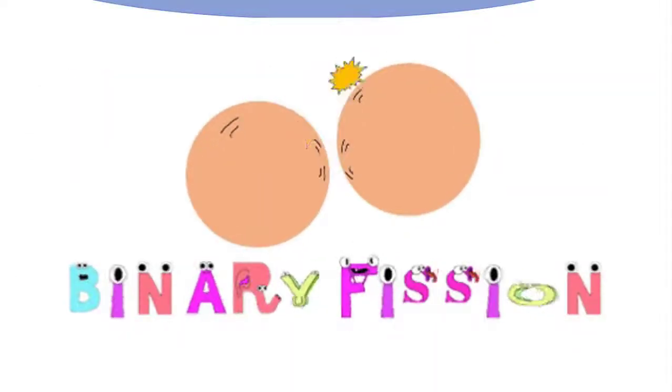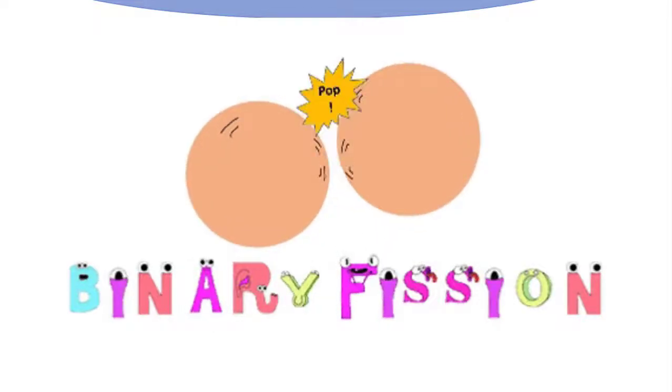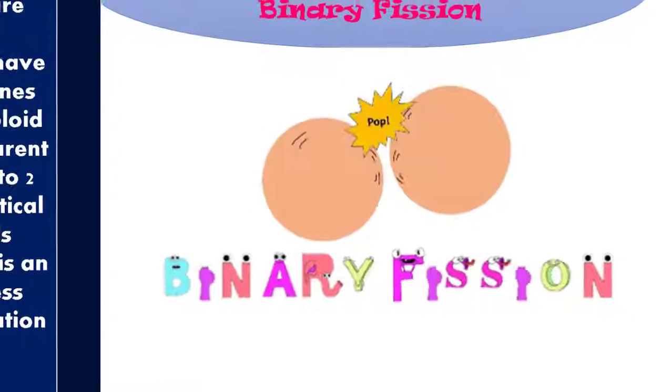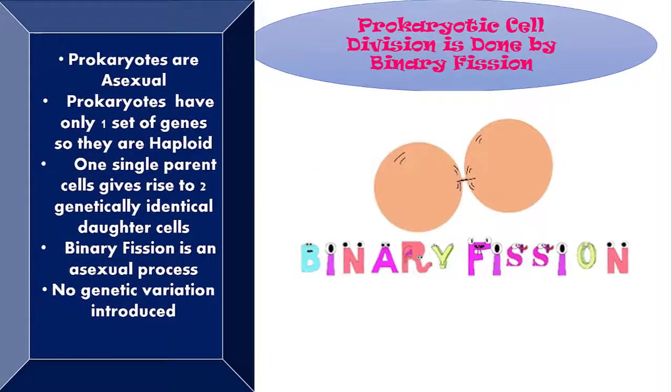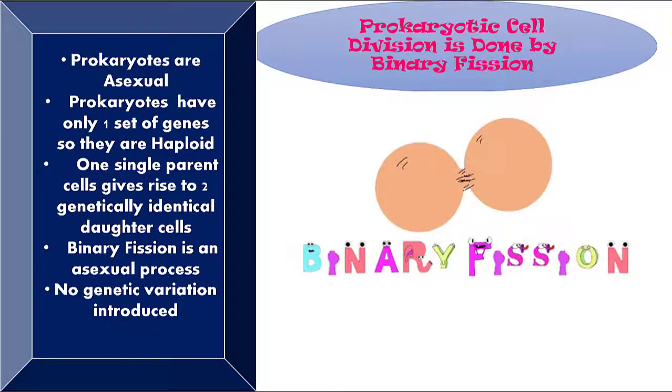Prokaryotes, being asexual, have only one set of genes, meaning that they are haploid. So one single parent cell gives rise to two genetically identical daughter cells. Binary fission is an asexual process, meaning that no genetic variation is introduced.